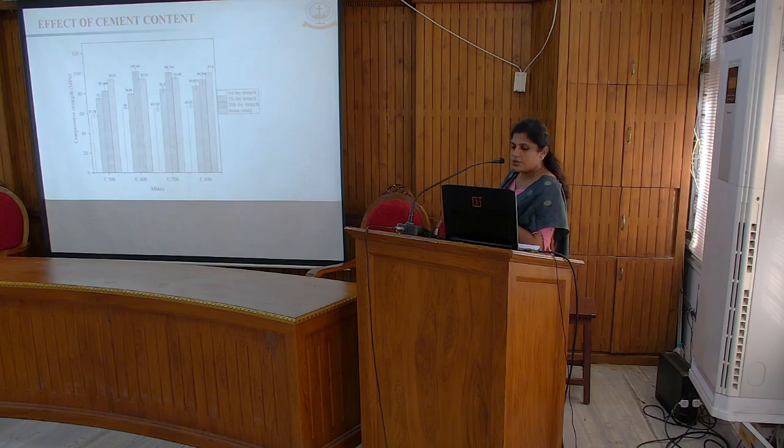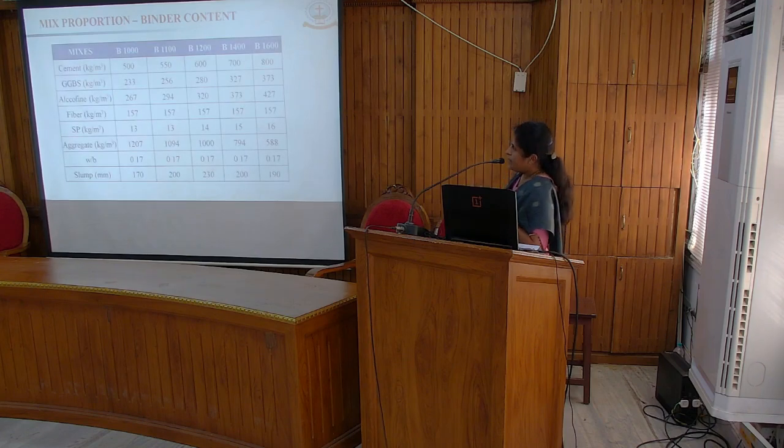The compressive strength also we got, if we vary the cement content up to 800 kilogram per meter cube, we got almost the same compressive strength. There is not much increase in the strength. That means beyond 600, if you increase the cement content, that cement content does not impart any strength, it will act as the filler only.